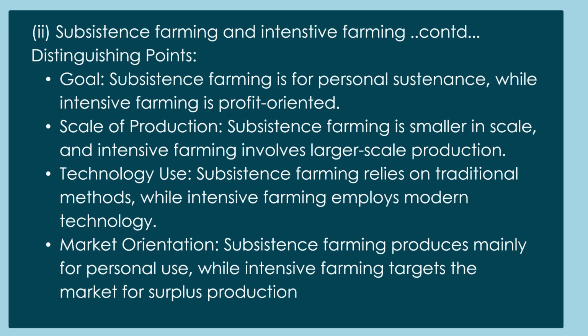Now the distinguishing points. Goal. Subsistence farming is for personal sustenance, while intensive farming is profit oriented. Scale of production. Subsistence farming is smaller in scale and intensive farming involves large scale production. Technology use. Subsistence farming relies on traditional methods while intensive farming employs modern technology. Market orientation. Subsistence farming produces mainly for personal use while intensive farming targets the market for surplus production.